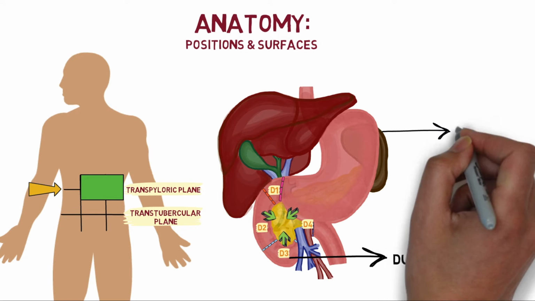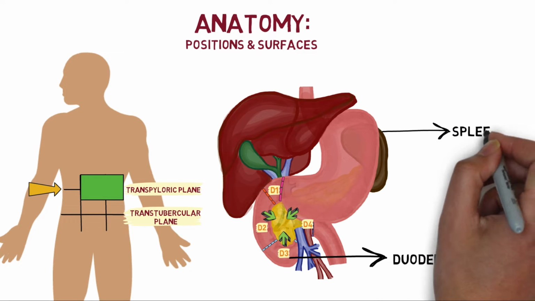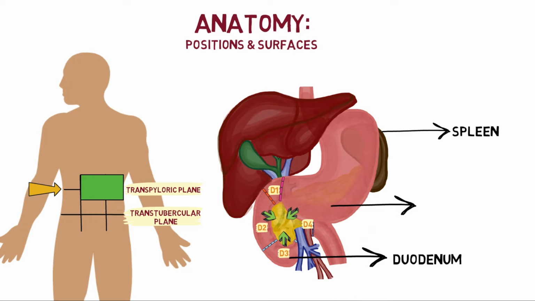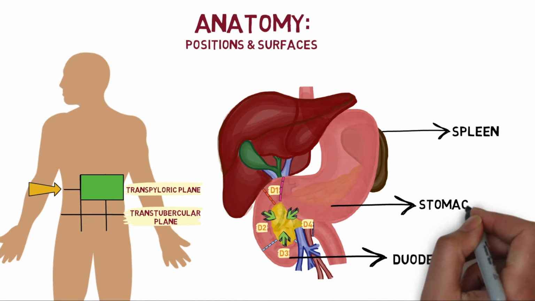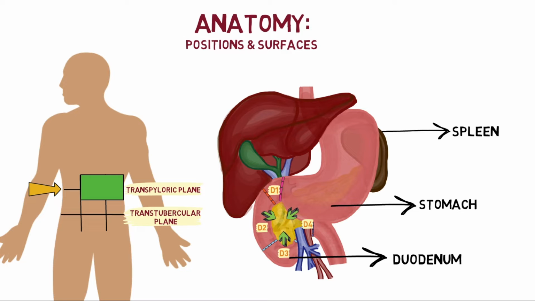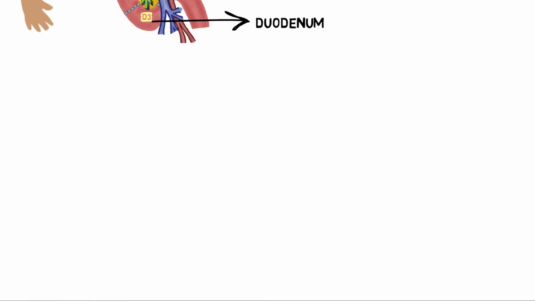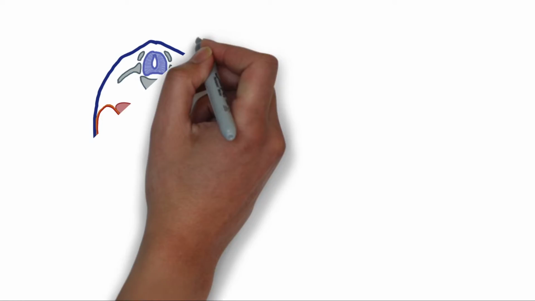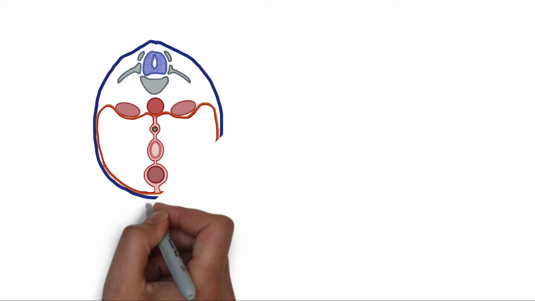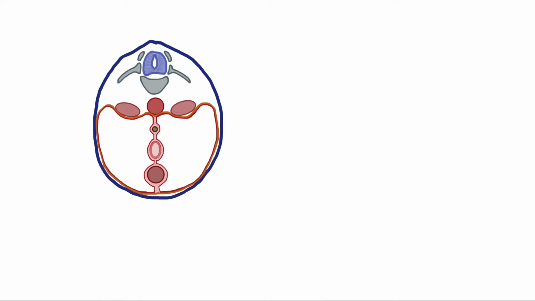The distal portion, or the tail of the pancreas, is in close contact with the spleen. The pancreas is found posterior to the stomach, from which it is separated by the lesser sac. Briefly revisiting embryology, the lesser sac, which is also known as the omental bursa, is a cavity in the abdomen that is formed during the rotation of the stomach and growth of the liver during fetal development.